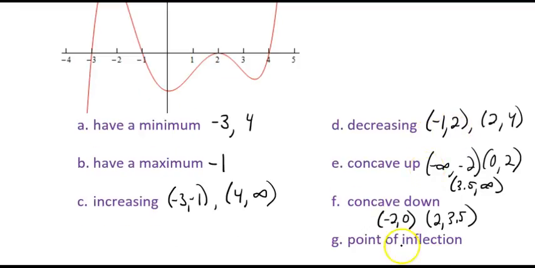And then the last thing is points of inflection. Points of inflection on the original are where the derivative has maxes or mins. So this one has a max at -2. It has a min at 0. It has a max at 2 and a min at 3.5. So your job is to learn these relationships to be able to answer questions like this.